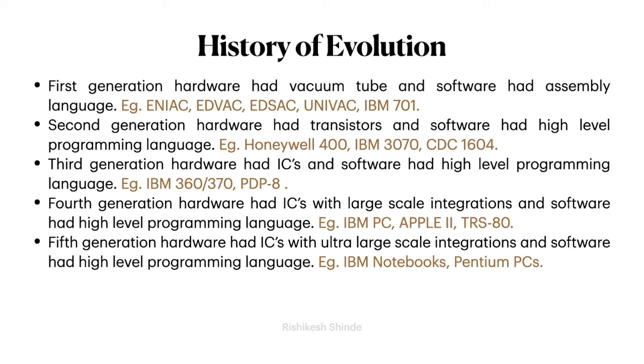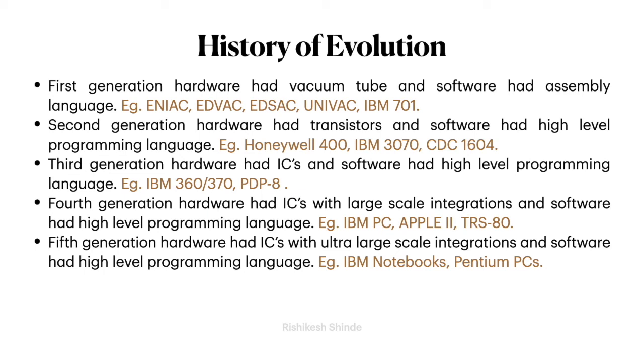In software technology also, programming was now done in high level programming languages. So this is the major evolution considering the history of evolution of computers. In third generation computers, we moved to ICs from transistors, and in software we also improved our high level programming languages. And in fourth generation hardware, we introduced ICs with ultra large scale integration, and our software languages were also improved.